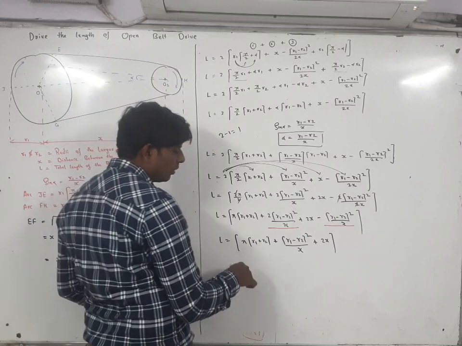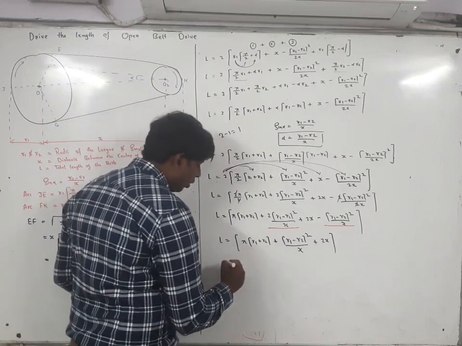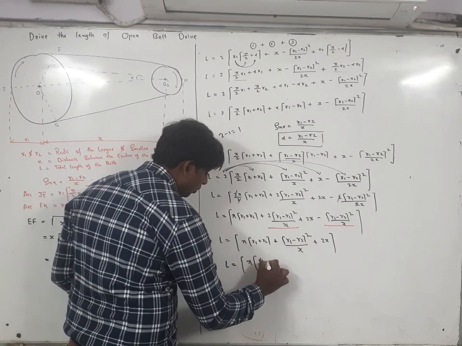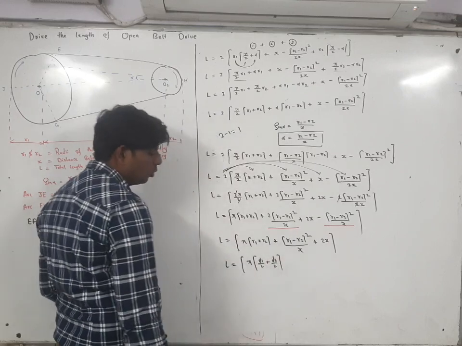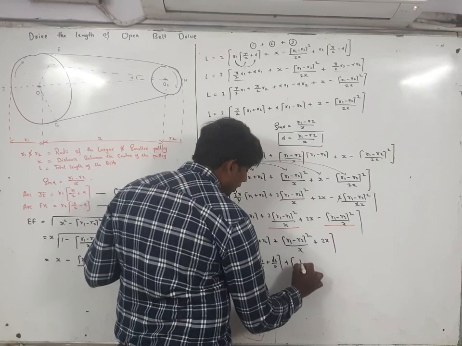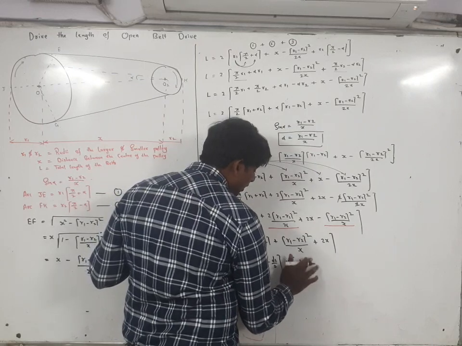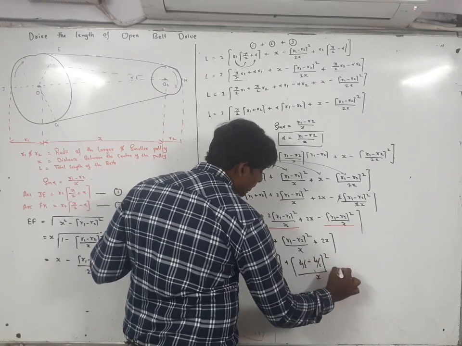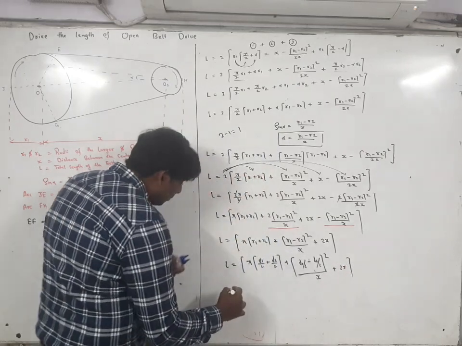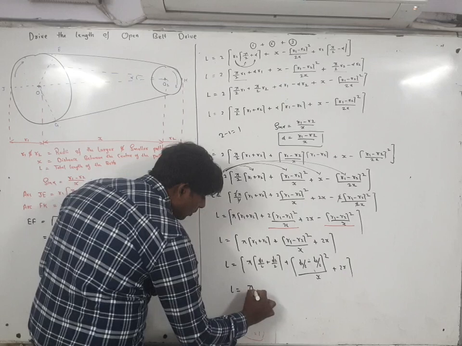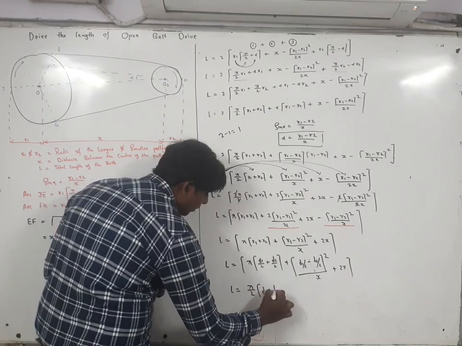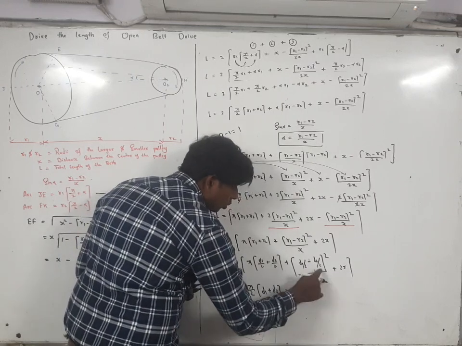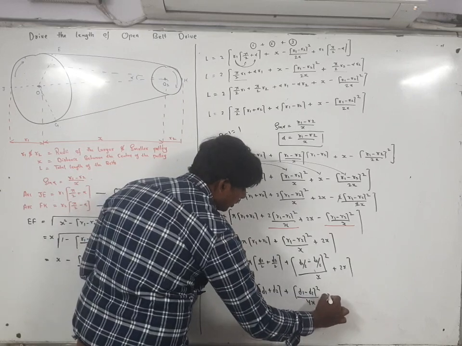This R1 and R2 can be converted into D1 and D2 also. How to convert this one? L is equal to pi. Here you can write D1 by 2 plus D2 by 2. Here you can write D1 by 2 minus D2 by 2 whole square by x, plus write down 2x as it is. Then L is equal to pi by 2 times D1 plus D2 plus D1 minus D2 whole square by 4x. What you have to write? 4x into 2x.